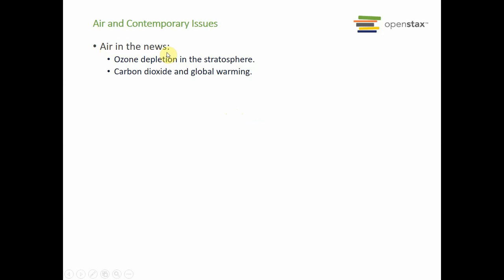Air in the news. The atmosphere has some issues. One in the 1980s was the depletion of ozone in the stratosphere from the freons used for making styrofoam and making refrigerators, as well as aerosol cans. Laws came into place that got rid of those things, and we think we've got the ozone depletion in the stratosphere under control. We think the stratosphere is actually healing.